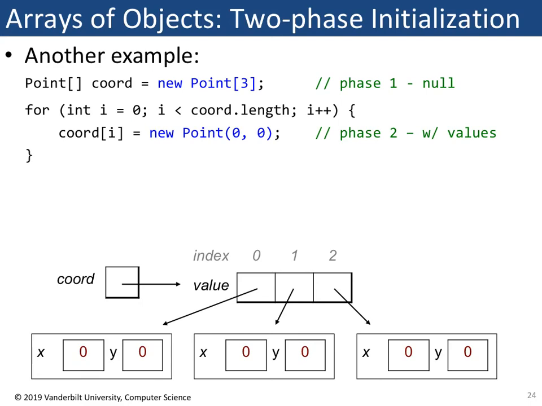So the result will be, we have our reference variable coord, which points to our point type array object in memory, and then each of the elements of this point type array are references to actual point objects. So when we deal with arrays of objects, what we actually have is a reference to an array of references to objects.